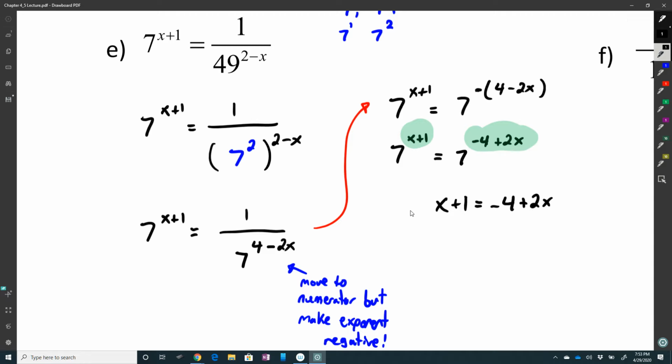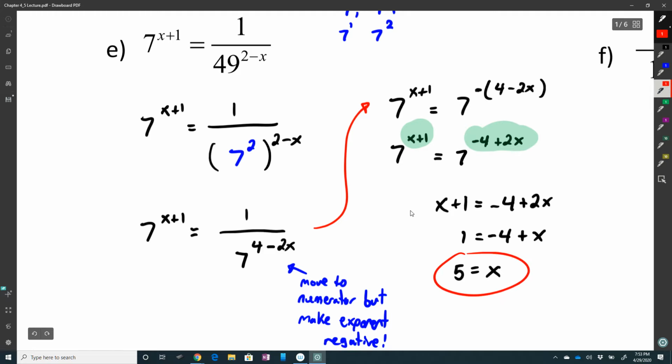This is a happy equation. Subtract the x to the other side. Add the 4. And there you go. X equals 5. Yay.